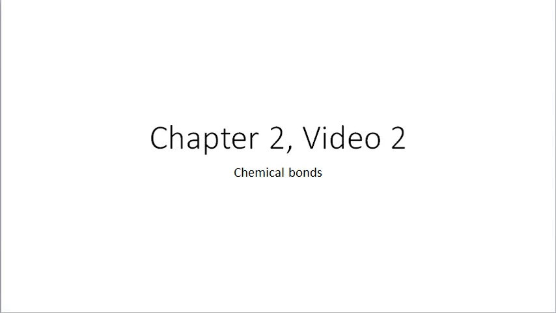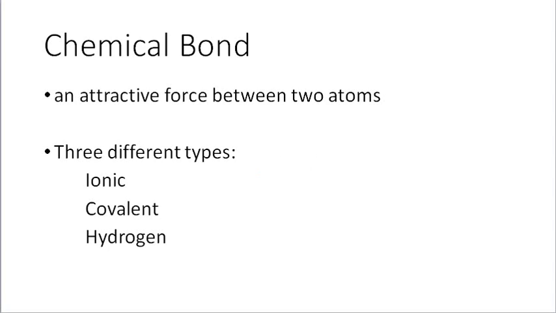In the second video for Chapter 2, we'll discuss different kinds of chemical bonds. Chemical bonds are attractive forces between two atoms. There are three basic types of chemical bonds: ionic, covalent, and hydrogen bonds.